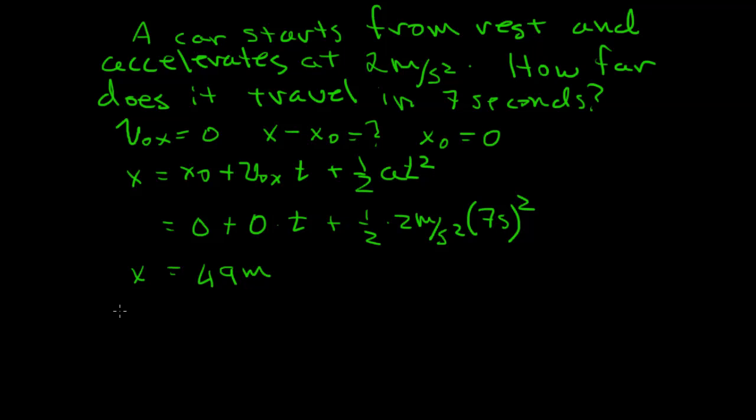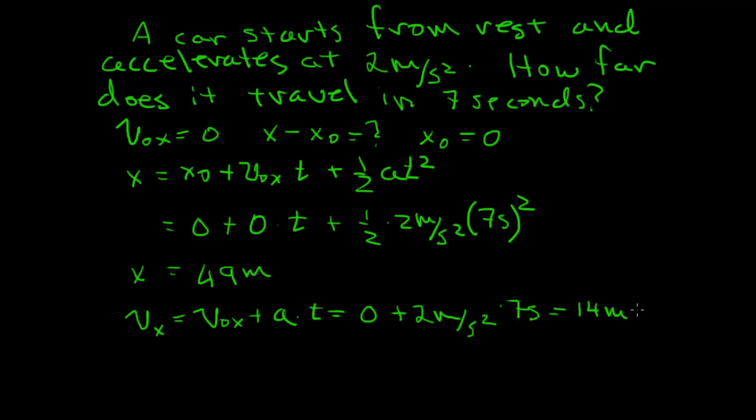They could have also asked us, what was its final velocity? And we get vx is equal to v naught x plus the acceleration times the time, which is 0 plus 2 meters per second squared times 7 seconds, which is 14 meters per second. What was its average velocity? We could say its average velocity is equal to the initial velocity plus the final velocity divided by 2. The initial is 0, and the final velocity was 14 meters per second, and so that gives us an average velocity of 7 meters per second.